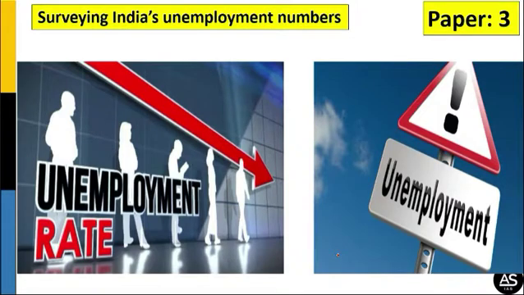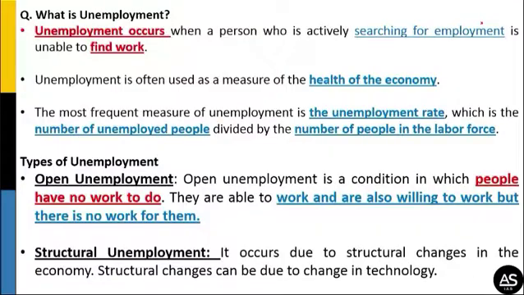This article is actually surveying India's unemployment numbers. You can relate this article with the paper 3 part as well as the paper 2 part. Let me tell you what unemployment is. Unemployment occurs when a person is actively searching for employment or any kind of job but is not able to find the work he is looking for. In that case it is known as unemployment, and that person is known as an unemployed person.